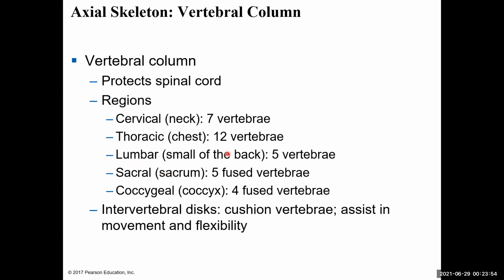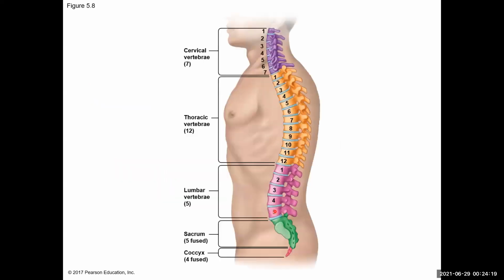You want to make sure you can identify and label these 5 different regions, and we'll show you those on the image in the next slide. Now in between each vertebra, you have an intervertebral disc. Those are cartilaginous discs that cushion the vertebrae, which also aid in movement and flexibility because those vertebrae aren't grinding against one another.